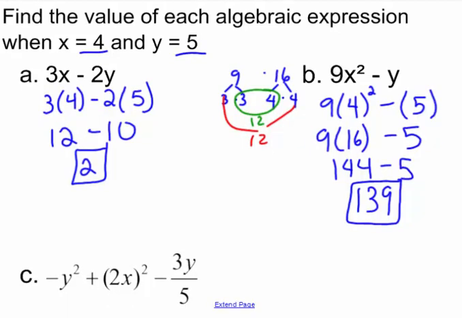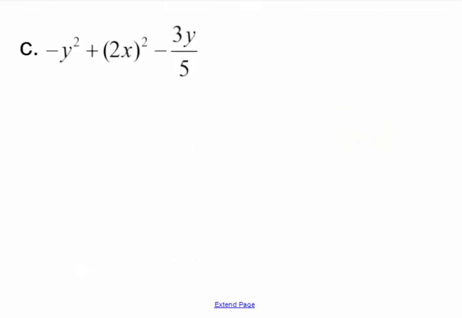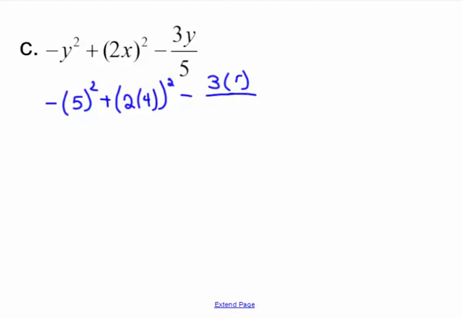Some things that we want to take a look at. First of all, the negative in front of y squared. That really means a negative 1. So when I put it, it's a negative and then a 5 in the parentheses squared, plus 2 parentheses, the x is a 4, squared, and then minus 3 parentheses 5, all over 5. Now I am going to put that 1 in front, behind the negative. So that means negative 1 times 5 squared.